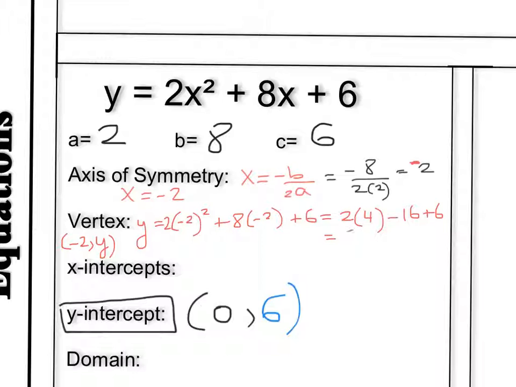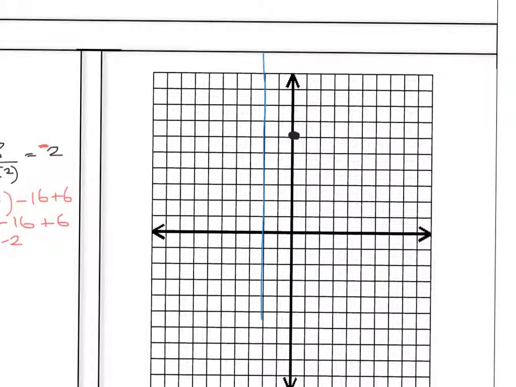2 times 4 is an 8 minus 16 plus 6. So that's going to be a negative 2. So the y, or the vertex, is going to be (negative 2, negative 2). Now let's plot that point, and it should be on the axis of symmetry.